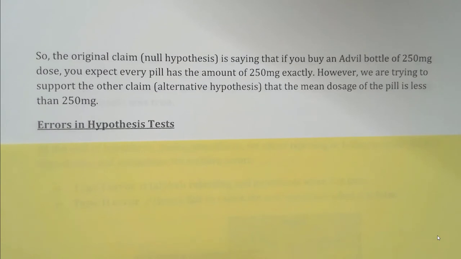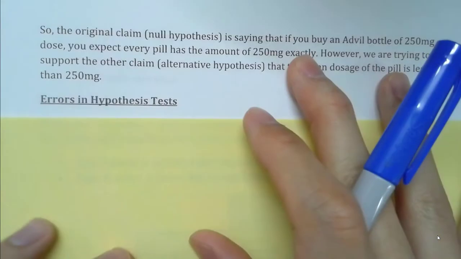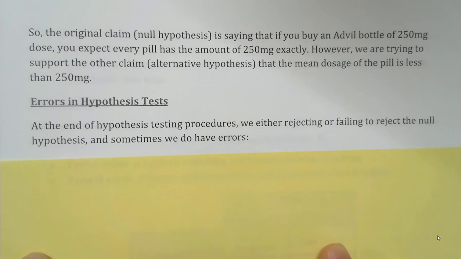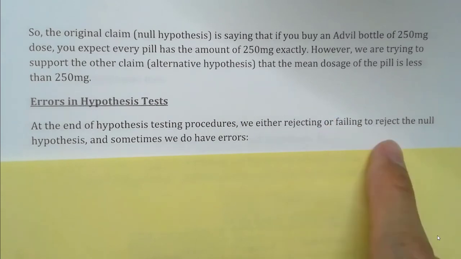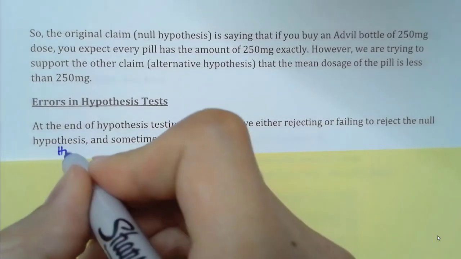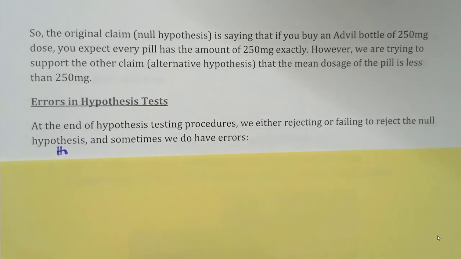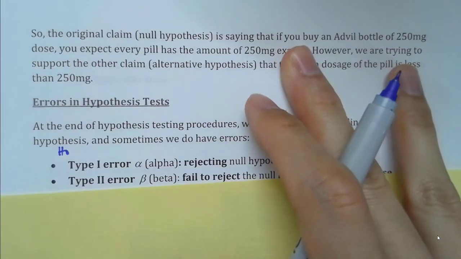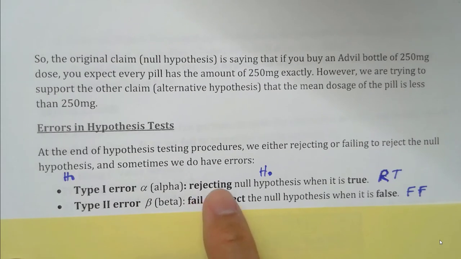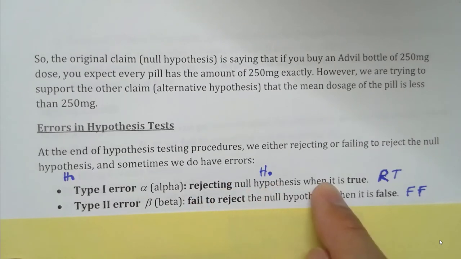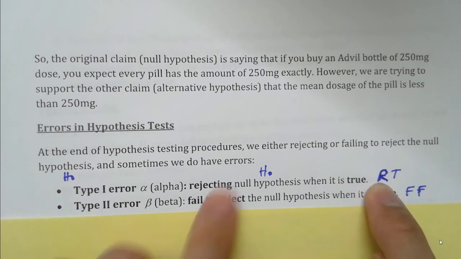Okay, the next objective in this video is about the errors in hypothesis tests. At the end of hypothesis testing procedures, we either reject or fail to reject the null hypothesis. The null hypothesis is H naught. And sometimes we do have some errors. Of course, nothing is perfect. There are two types of errors: type 1, which we sometimes call alpha, and type 2, which we sometimes call beta. A type 1 error is when we reject the null hypothesis when it is true. That is, reject H naught when it is true.